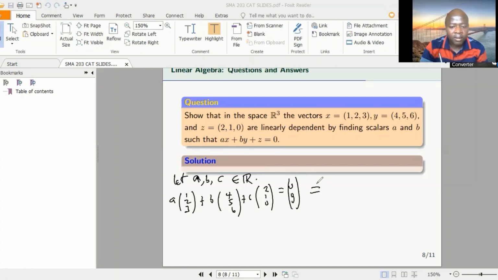And when this happens, these are zeros. Let's just open the brackets. The first element will be a plus 4b plus 2c is 0. And the second one is 2a plus 5b plus c is 0. And this other one is 3a plus 6b plus 0c is 0. Reduce this to echelon form.